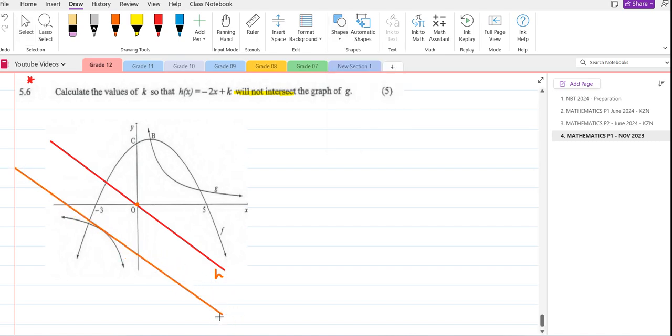So I'm going to draw graphs which are parallel to this one. We want the values of k from here to there. We are looking for these values that will not cut the graph. Remember, at this point it cuts, at this point it cuts. So we are looking for the values of k so that it doesn't intersect the graph of g. How should we solve this? Good question. These are the possible graphs of h.